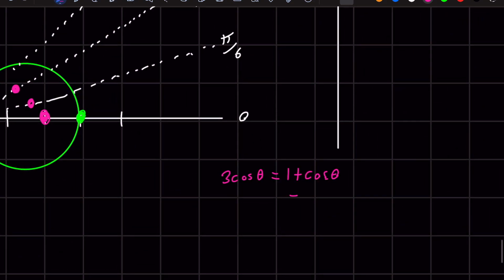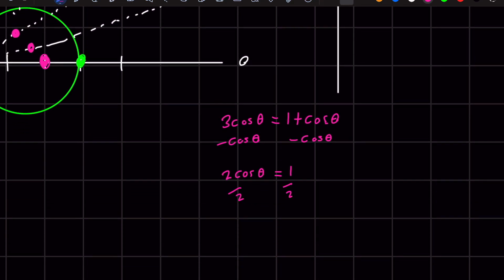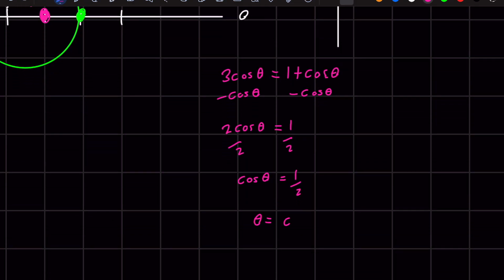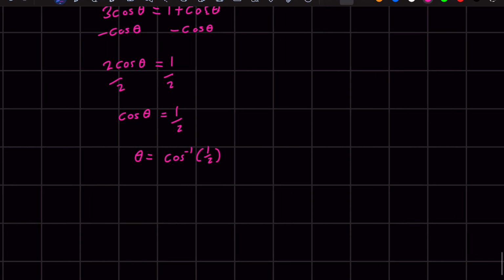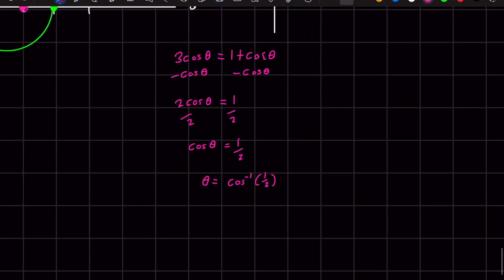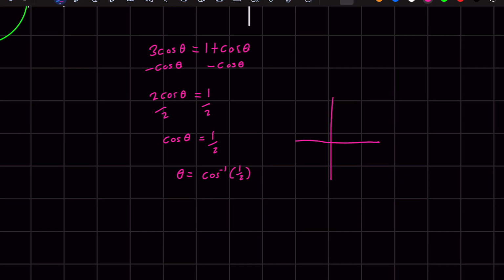So we can do minus cosine theta. We get 2 cosine theta is equal to 1. Divide by 2. You get cosine theta is equal to 1/2. Now to find theta, we do theta is equal to the cosine inverse of 1/2. So at what angle are we going to get 1/2 for cosine? We have to find these angles. So you know that in the first quadrant, cosine is 1/2 at pi over 3, because at pi over 3 from the unit circle, this gives us 1/2 and radical 3 over 2 right here. So we know that one of these angles is going to be pi over 3.